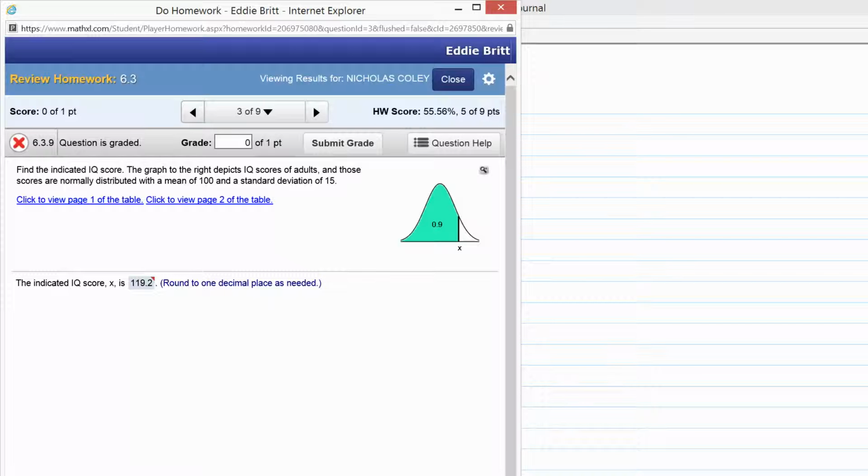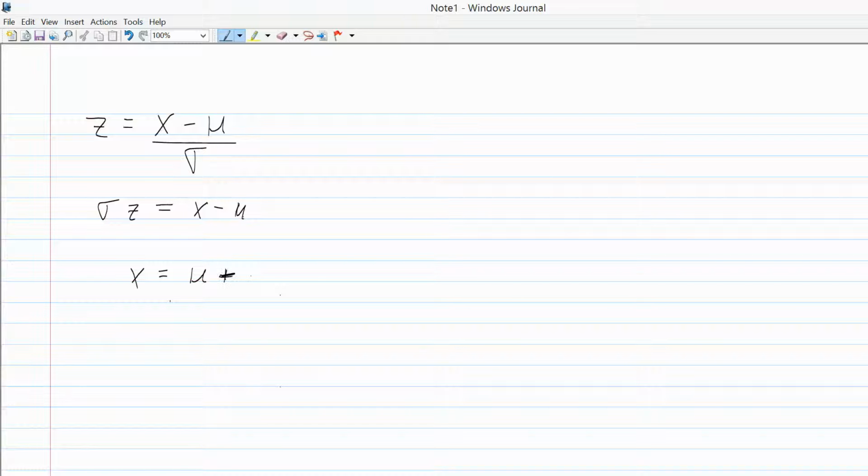What you're going to need to do is use the formula Z equals X minus mu over sigma. Then we want to solve for X in this formula, so we'll have a formula for X. Multiply both sides by sigma, and you have sigma times Z equals X minus mu. Now add mu to both sides, and you get X equals mu plus sigma times Z, or Z times sigma.